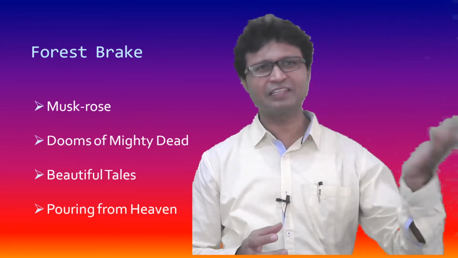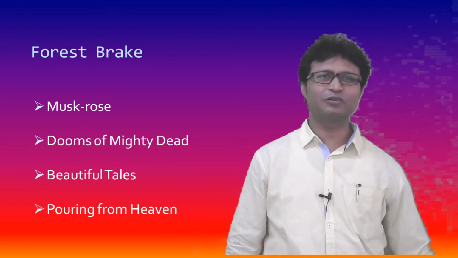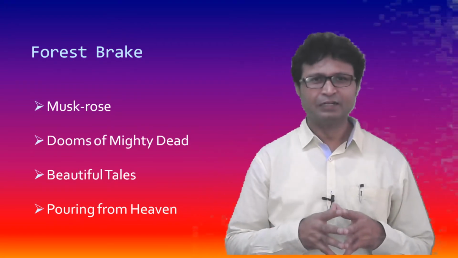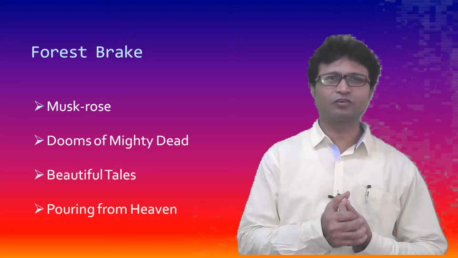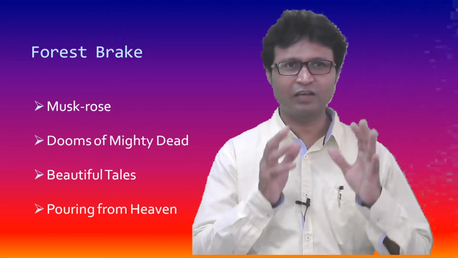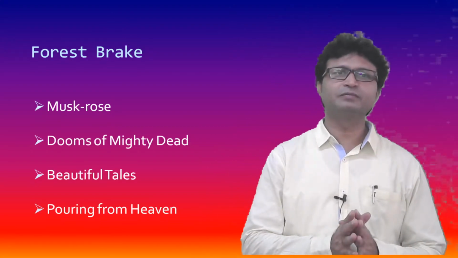So any flower that you consider is so beautiful. The poet talks about musk rose. Musk rose has the capacity of emitting so much beautiful fragrance that one can make it out. It is such a beautiful flower, already hiding over there, though it is not seen, है ना? So domes of mighty dead.